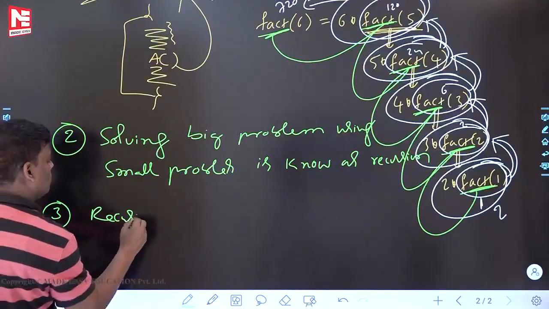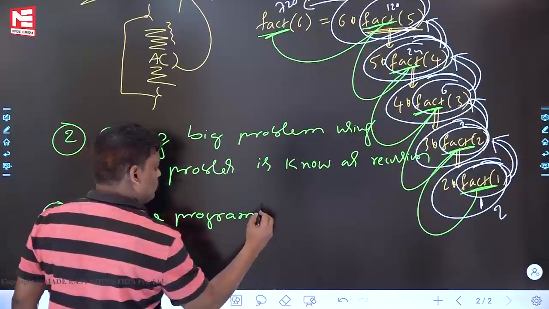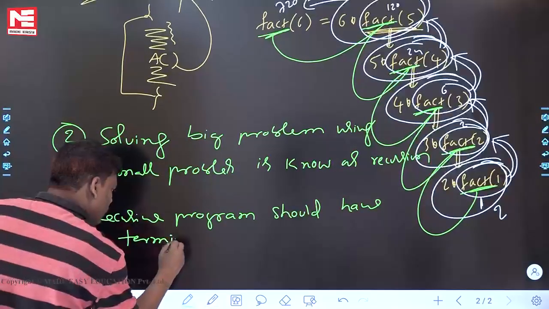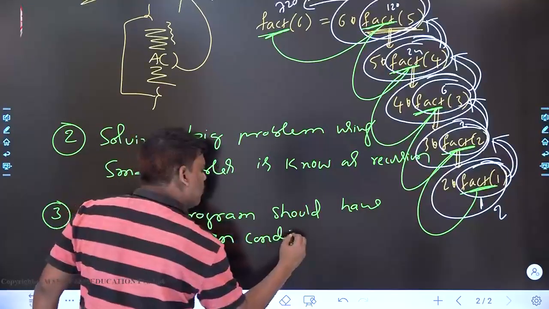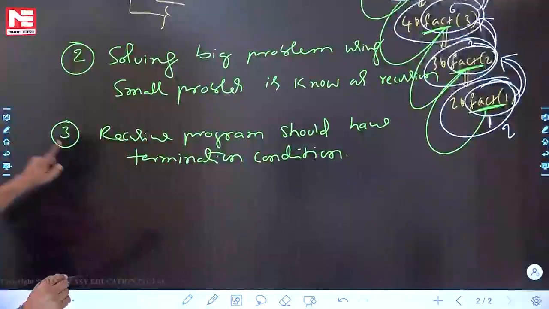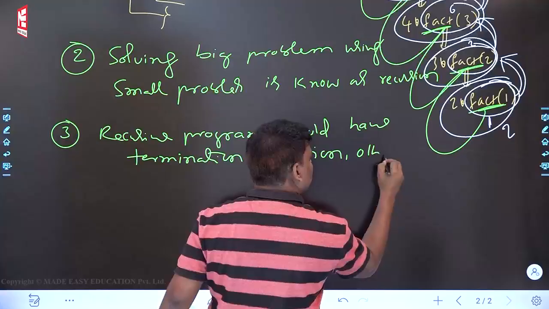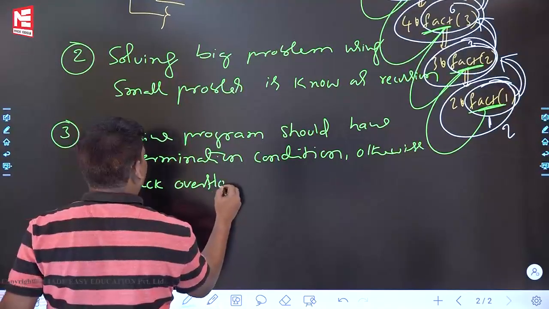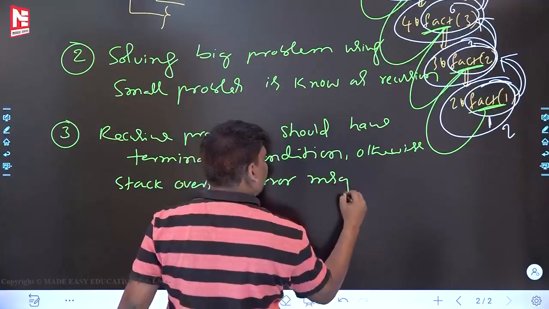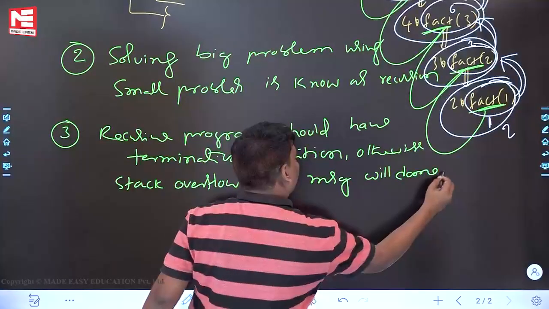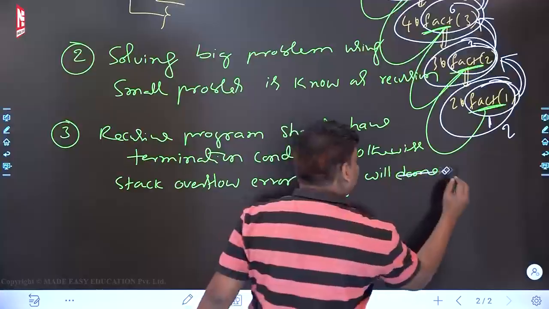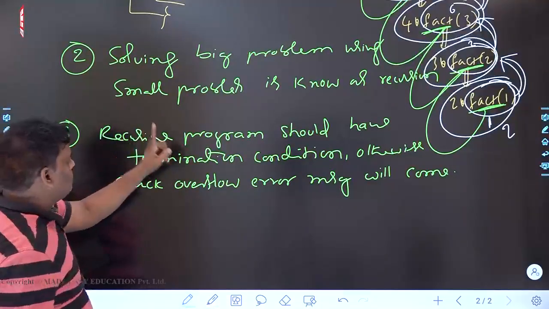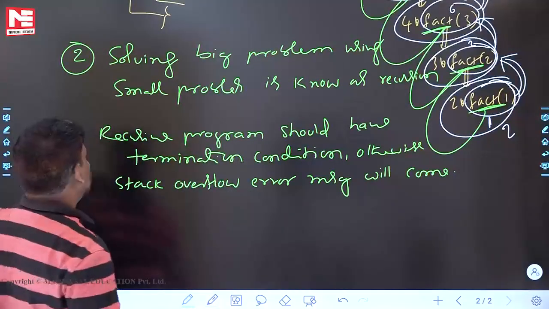Every recursive program should have a termination condition. Otherwise, a stack overflow error message will come. Right, fine. Every recursive program should have a termination condition. Otherwise, a stack overflow error message will come. Right, please be careful. Next one, 4.